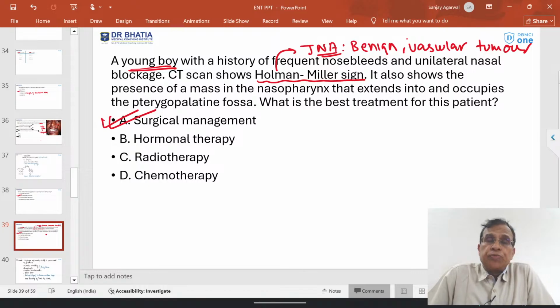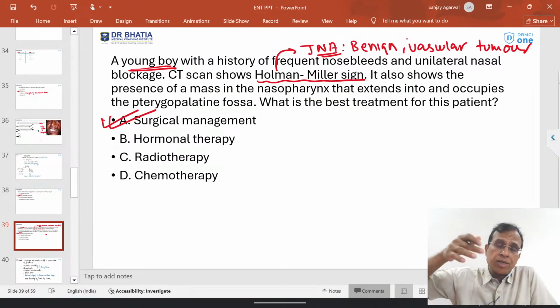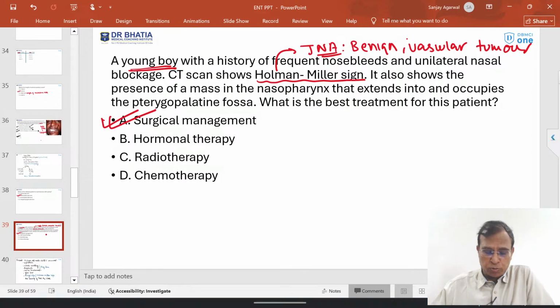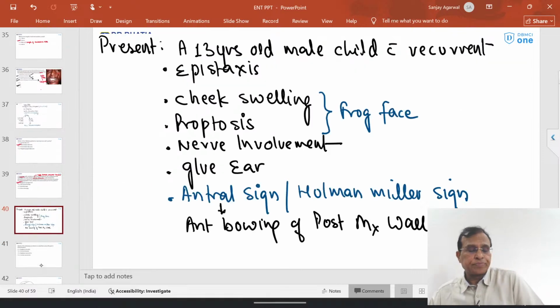But let me tell you, कुछ ऐसे benign tumor होते हैं जहाँ पे सर्जरी हो नहीं सकती किसी वजह से. Then it's a different thing. If surgery is possible, you always do surgery, always. That brain tumor, acoustic schwannoma, again best treatment is surgery. वो भी benign tumor है. But these are the other points about JNA.